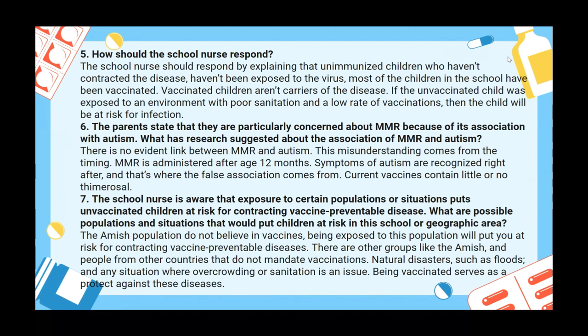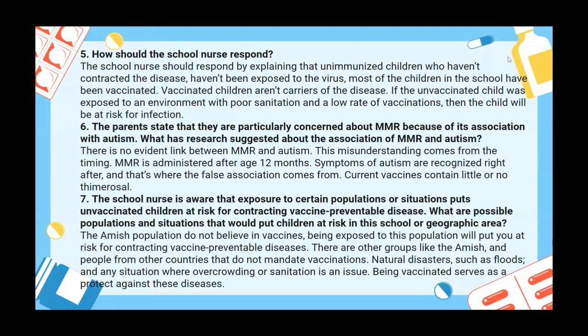The school nurse should respond by explaining that unimmunized children who haven't contracted the disease haven't been exposed to the virus. Most of the children in school have been vaccinated. Vaccinated children aren't carriers of the disease. If the unvaccinated child was exposed to an environment with poor sanitation and a low rate of vaccinations, then the child will be at risk for infection.